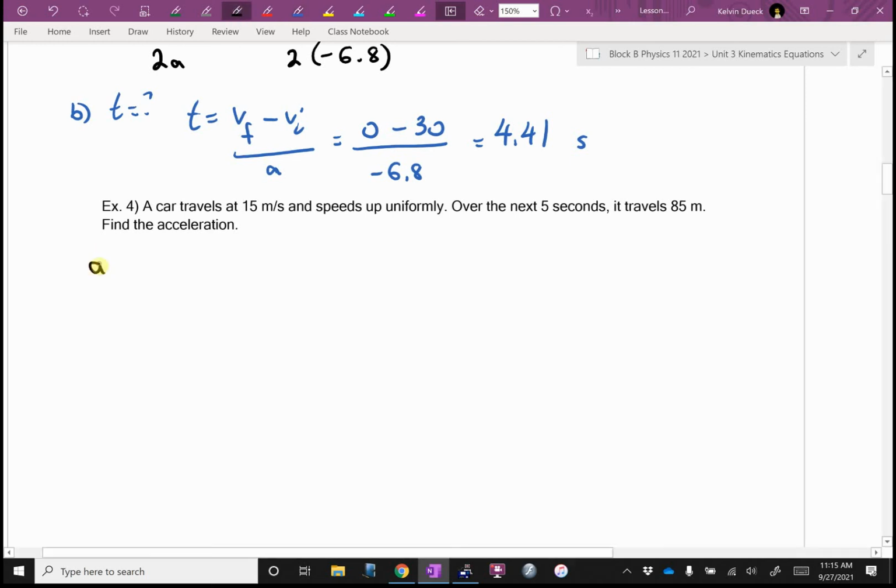Good. What's that 15? How do you know it's VI and not VF? Because I think it's speeding up, which implies there's another velocity later. This is why you follow the time flow. So I agree with you, Mesa. What's that 5? What's that 85?